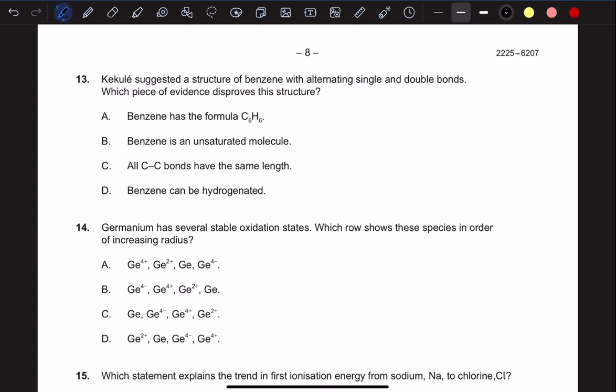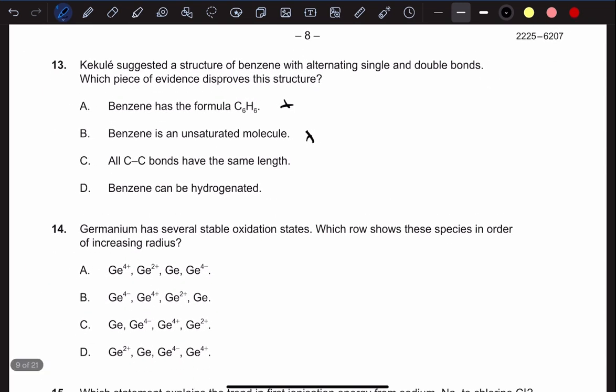13. Okay, Kekulé suggested the structure of benzene with alternating single and double bonds. Famous structure of benzene Kekulé proposed, but turns out it was not. It's actually more of a resonance structure, and which piece of evidence disproves this structure? So let's just go through it one by one. Benzene has a formula C6H6. No, that doesn't disprove it. It's still C6H6. Benzene is an unsaturated molecule. No, not relevant. All the C-C bonds have the same length. Let's put a dot there. Benzene can be hydrogenated. No, that's not the evidence.